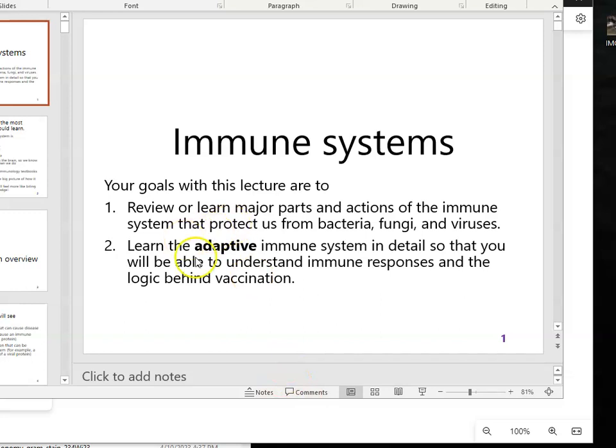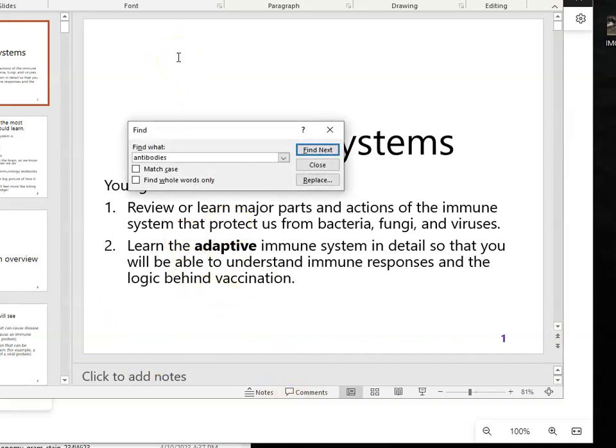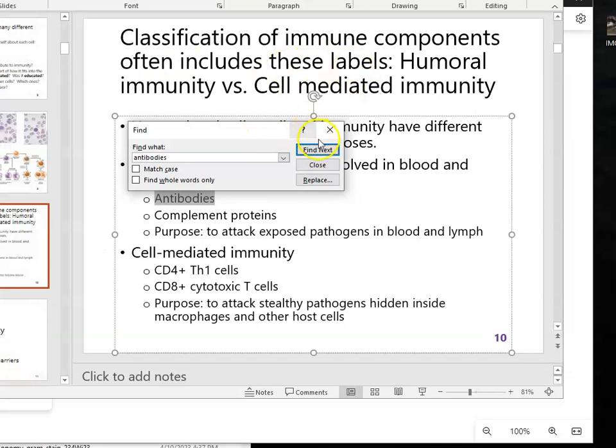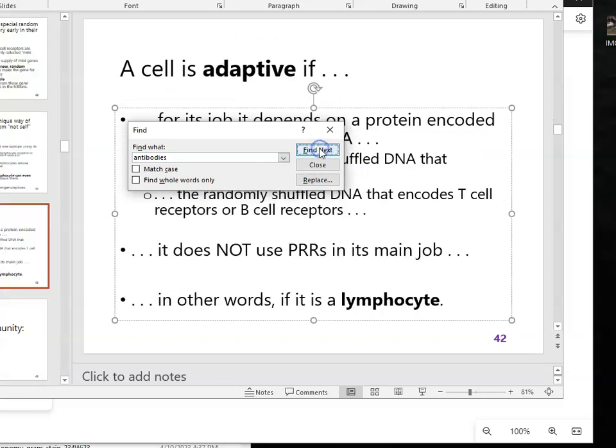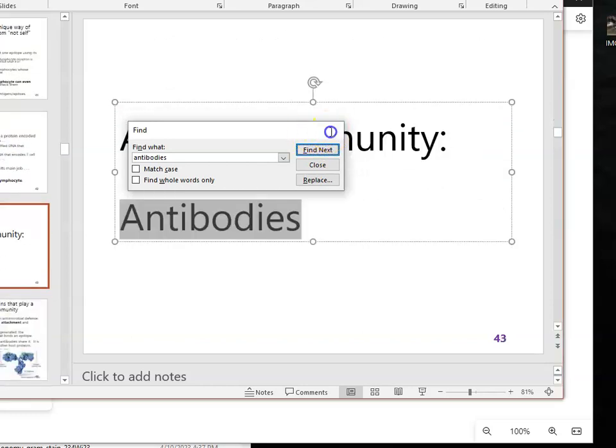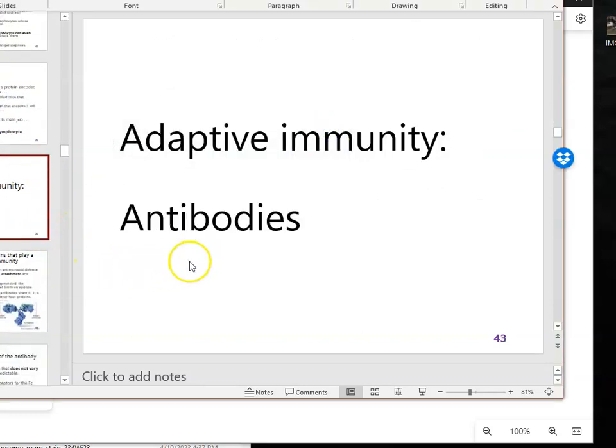The first topic is antibodies. So let's find antibodies in the slides. Let's keep going. So there's a whole section in the slides on antibodies. And what you should know about antibodies includes their structure. What are they made of?